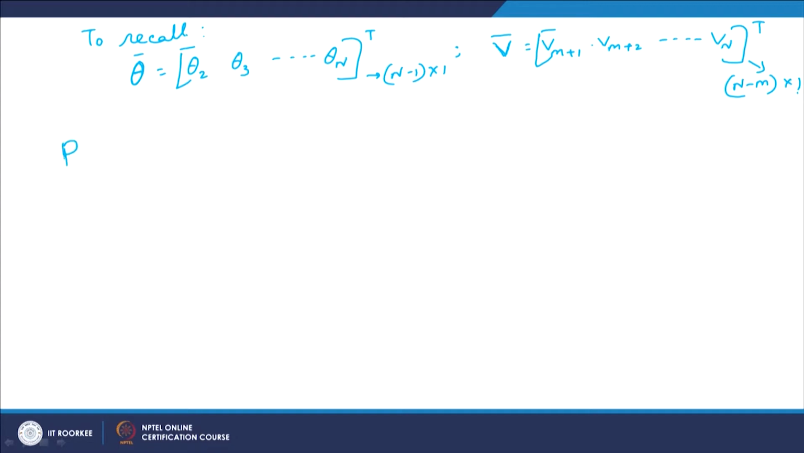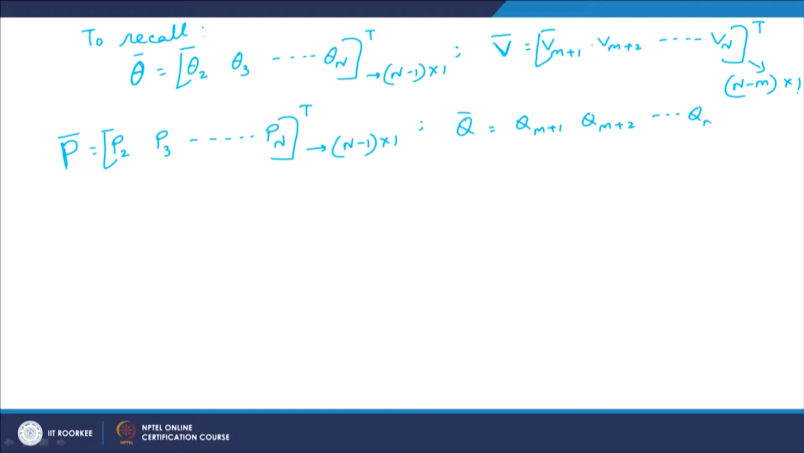Vector P is P2, P3, up to Pn transpose. So, this is n minus 1 cross 1, and vector Q is Q m plus 1, Q m plus 2, up to Qn transpose. So, this is also n minus m cross 1.